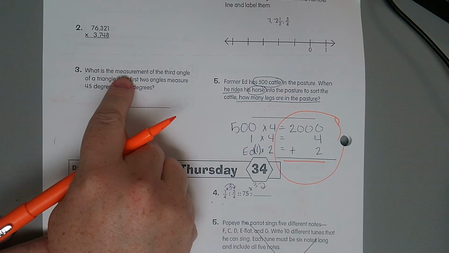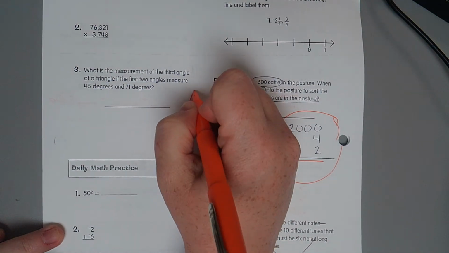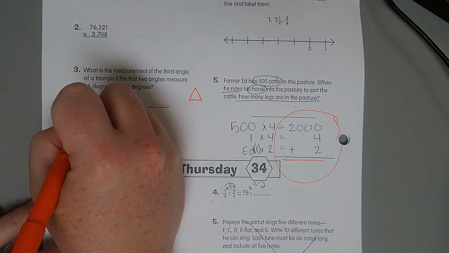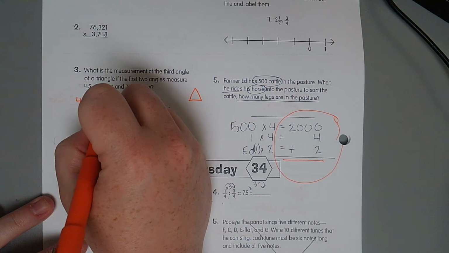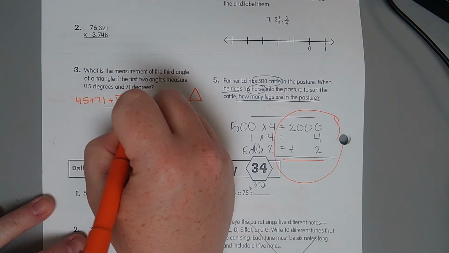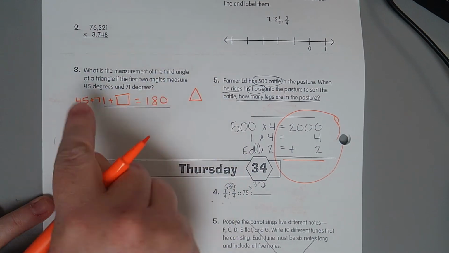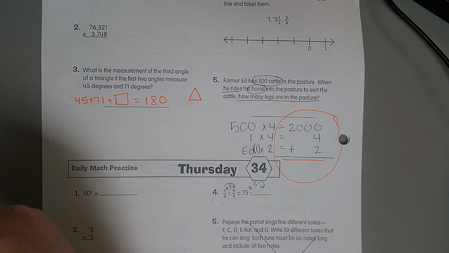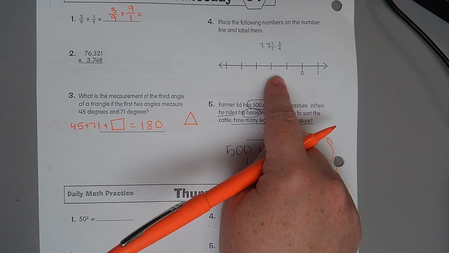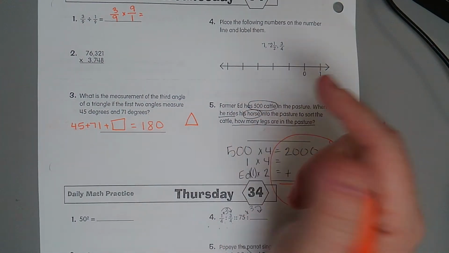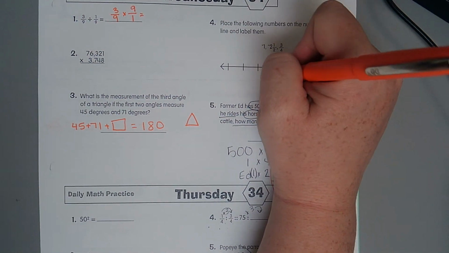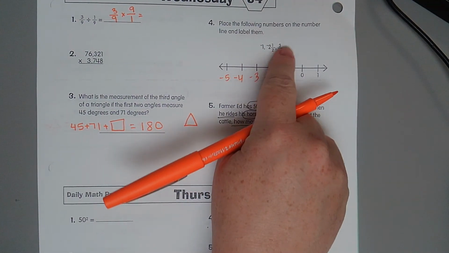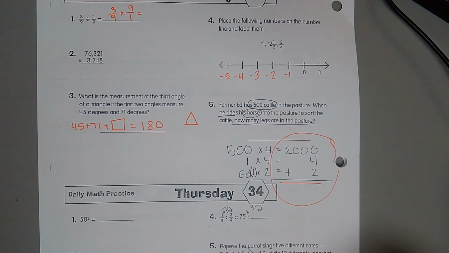What is the measure of the third angle of a triangle? Well, we talked about a triangle already. There's 3 angles. So 45 plus 71 plus, we don't know the third angle, equals 180. Remember, you're going to have to subtract both these numbers from our 180 to solve for it. Placing numbers on the number line, find your negatives: -1, -2, -3, -4, -5, and plot where those would be.